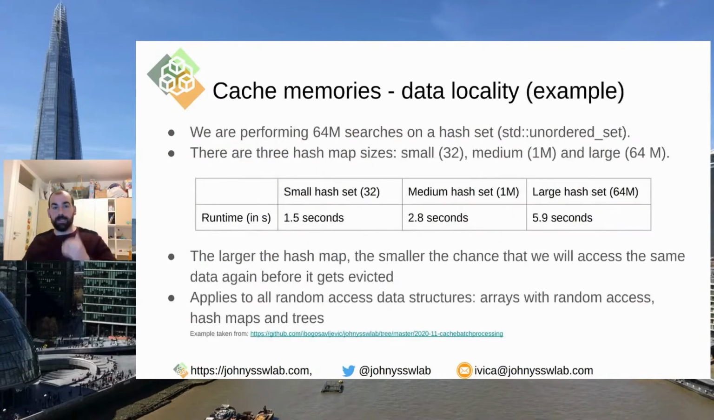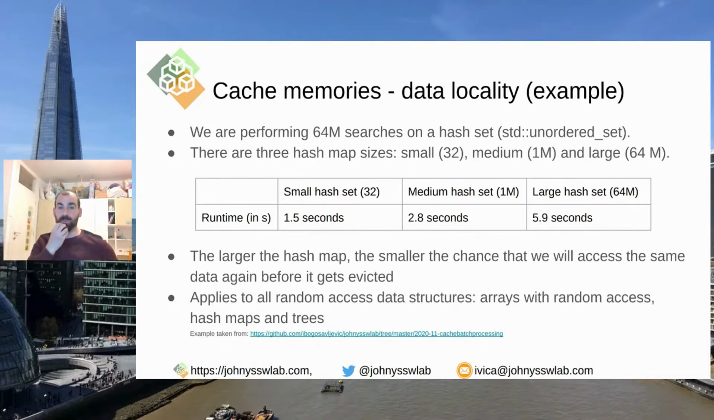Okay. Now, here is an example of data locality with cache memory. Imagine we are performing 64 million searches on a hash set. This is std::unordered_set. There are 3 hash set sizes. Small has 32 entries, medium has 1 million entries, and large has 64 million entries. The question is, how much time do you need to perform 64 million searches? For the small hash set, it takes 1.5 seconds. For the medium, it takes 2.8, and for the large, it takes 5.9. As you can see, the large hash set takes almost 4 times as long as the small hash set.